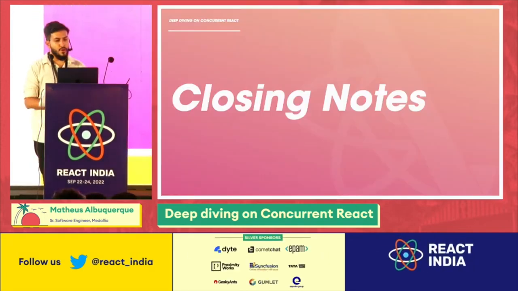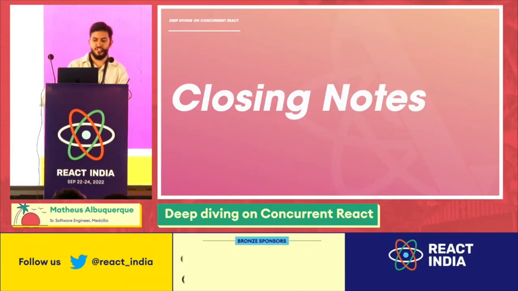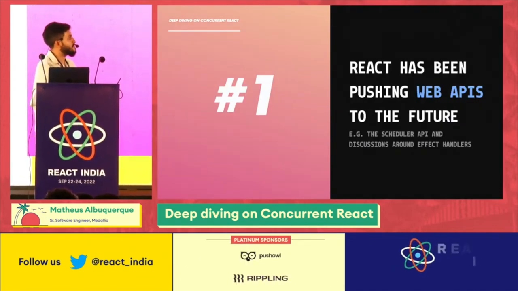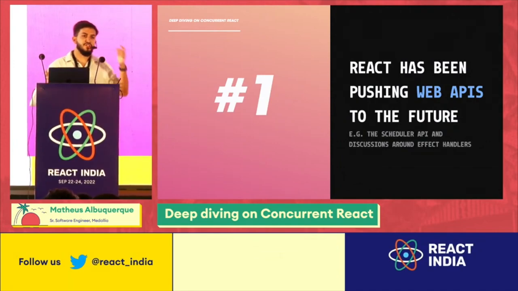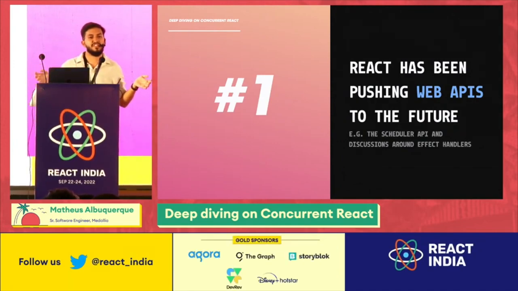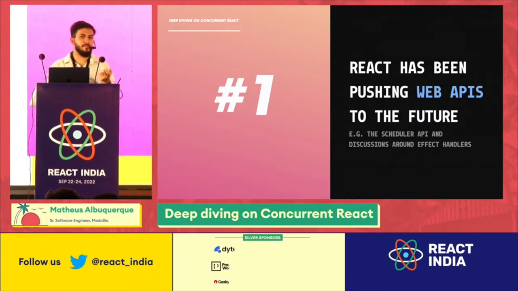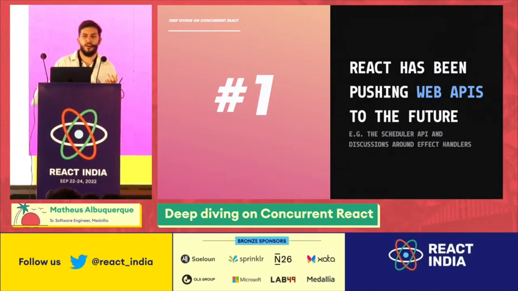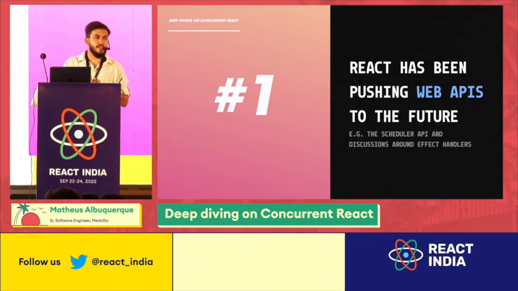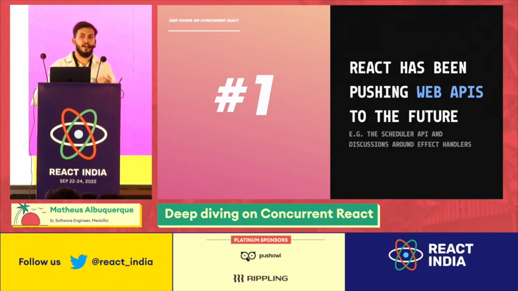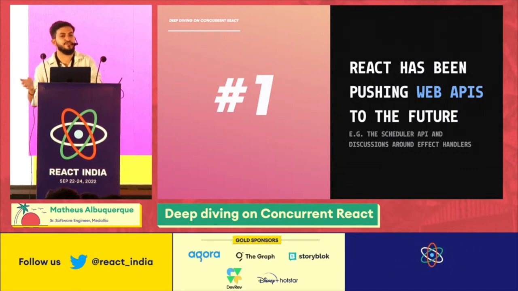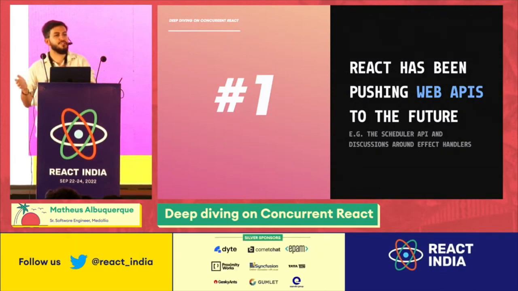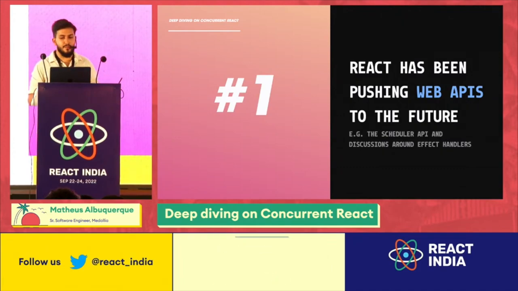So moving to a couple of closing notes, I guess the first one would be we can clearly see that React has been pushing web apps to the future, web APIs to the future. So this is the example for the scheduling API. And the isInputPending part of the API, for example, was drafted by Facebook. And a lot of the requirements are aligned with the core team. And we have other examples, like algebraic effect handlers in JavaScript. The discussions for having that started like 5 or 6 years ago when one of the core team members of React wanted to have them in the language.